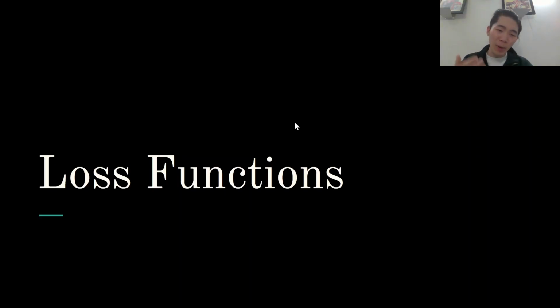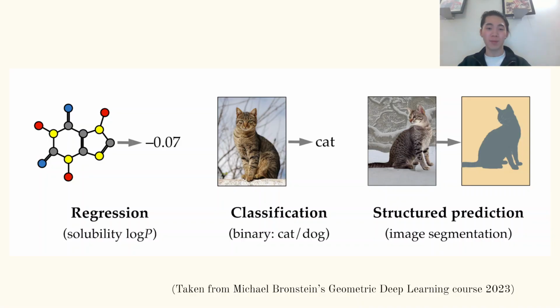So now let's talk about loss functions. Remember, the encoders learn some useful information about the original input, whether it be the image, the text, or the social graph, and then the loss functions are what really help the encoders learn what is important.